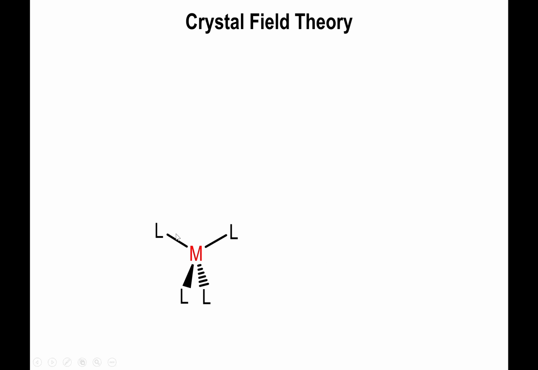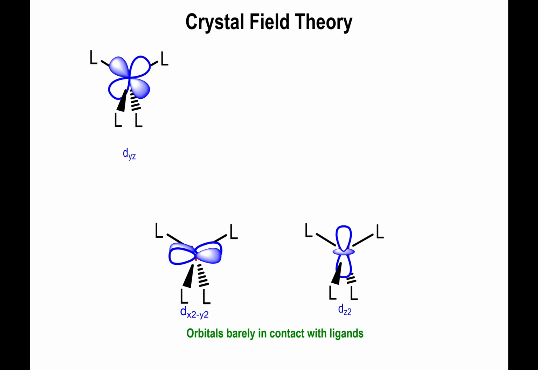If you look at the tetrahedral structure in the following arrangement, you can see that the dx square minus y square has very little interaction with the actual ligands. There is some interaction, mind you, but it's not too bad. The same thing can be said for the dz square orbital. The interactions are there, but they are not full-on direct interactions. Now, if you look at the dyz orbital, the interactions are actually a lot more prevalent than they were on the dx square minus y square or dz square orbitals.